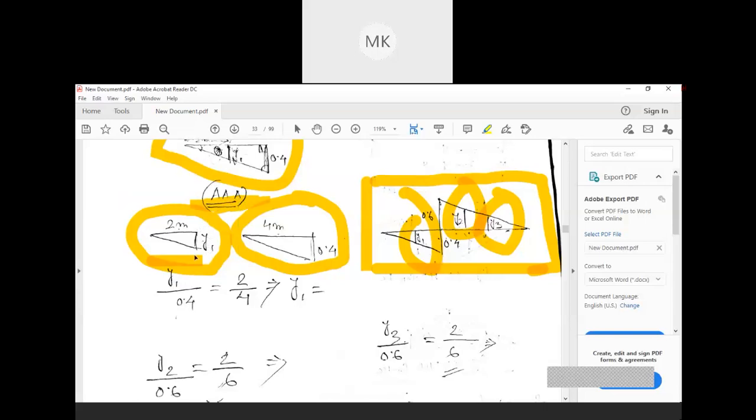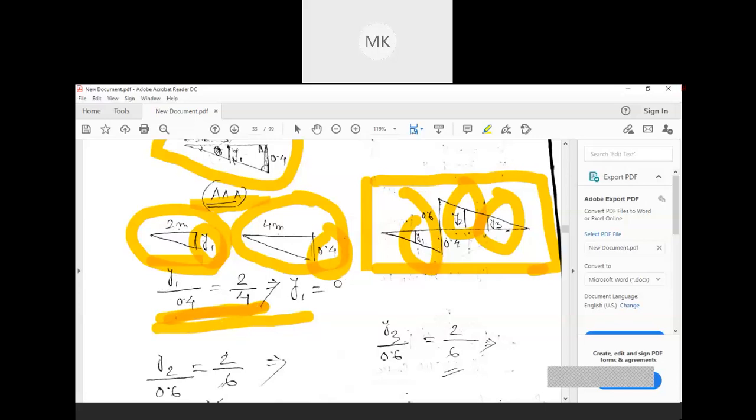that this y1 by 0.4 is equal to 2 by 4. This condition. Here you see this. We can easily say this. So from here we can easily find out that y1. Okay, so you calculate this. What is the y1 coming out? From here we can easily calculate the y1.